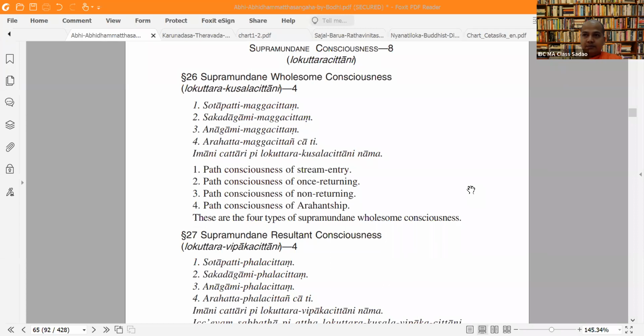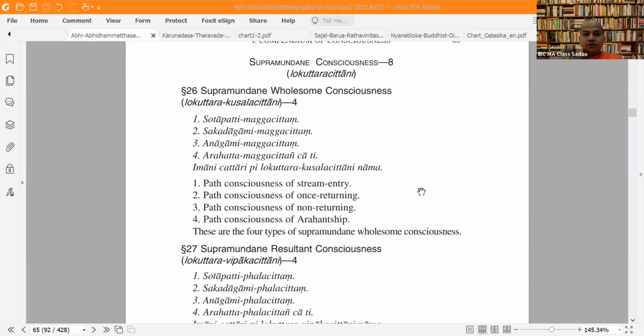Magga and Phala. Yes, Magga and Phala, we come to. Yeah, so we can see it here. We will discuss this now. There was a question with regard to that also. Somebody raised a question, Pannasiri.